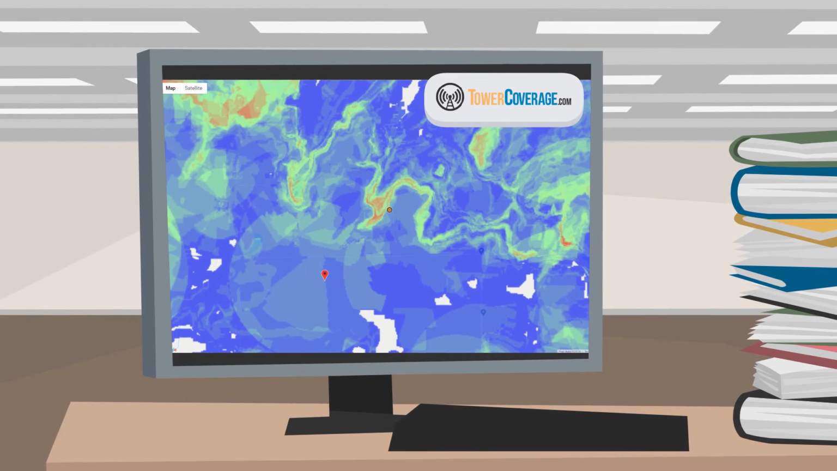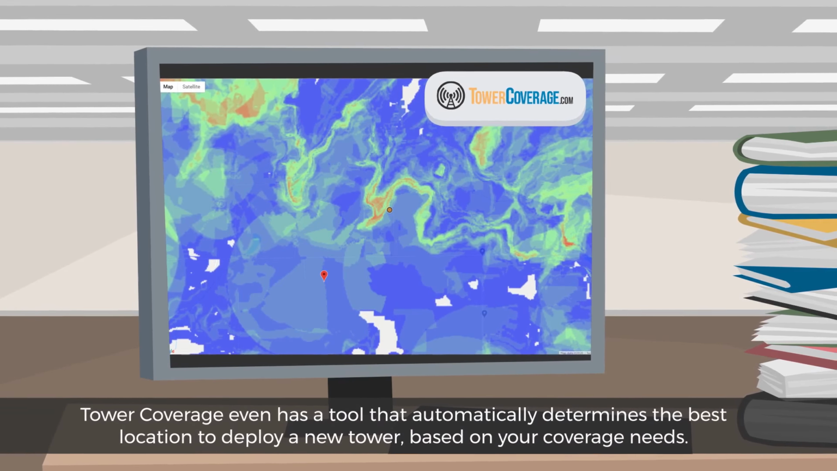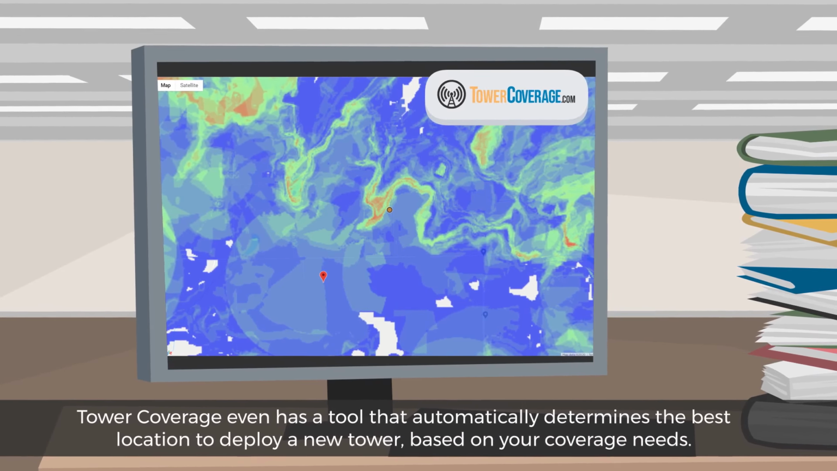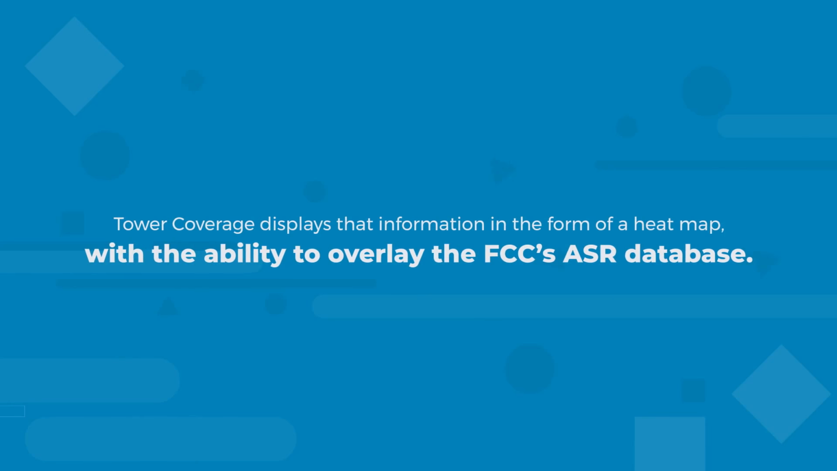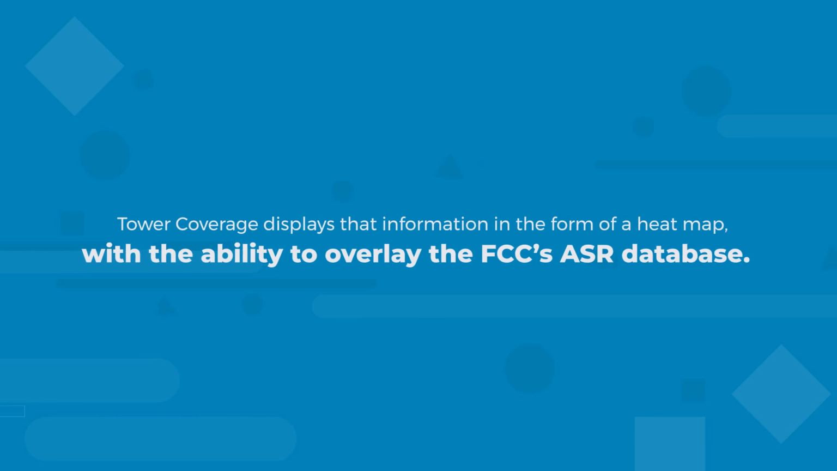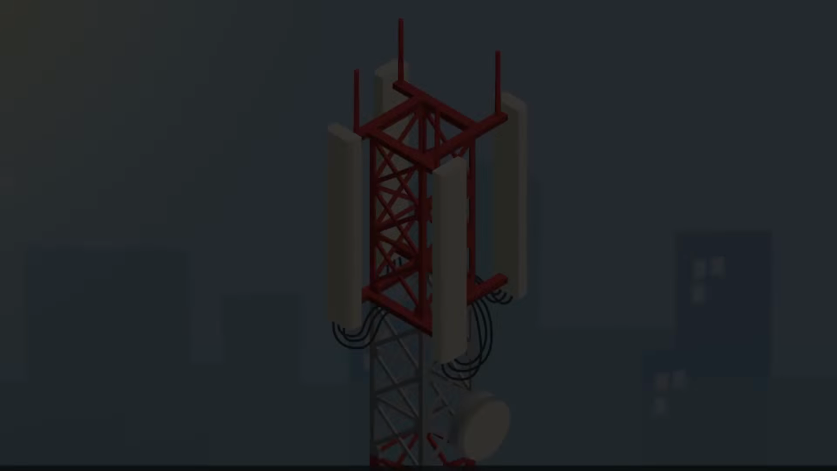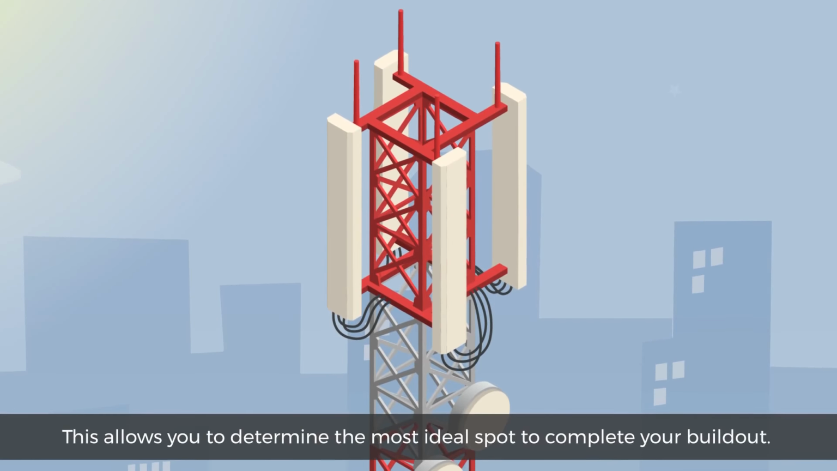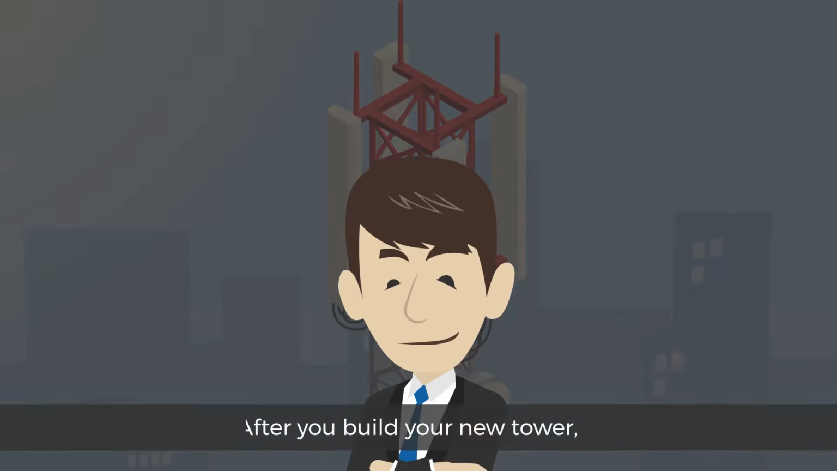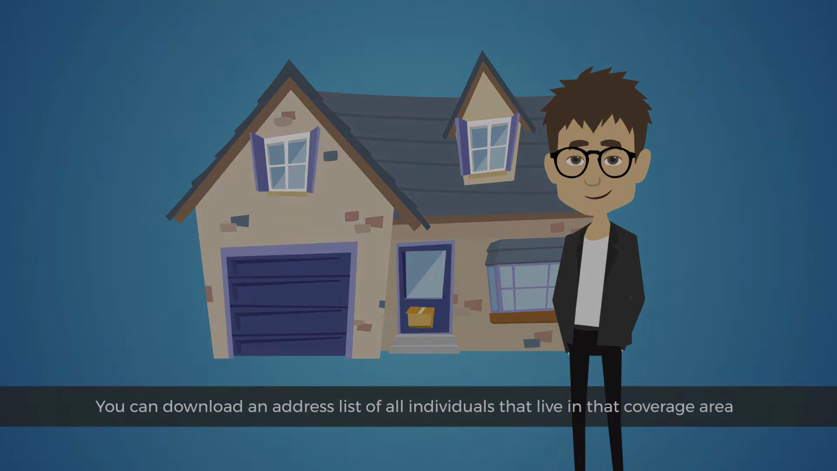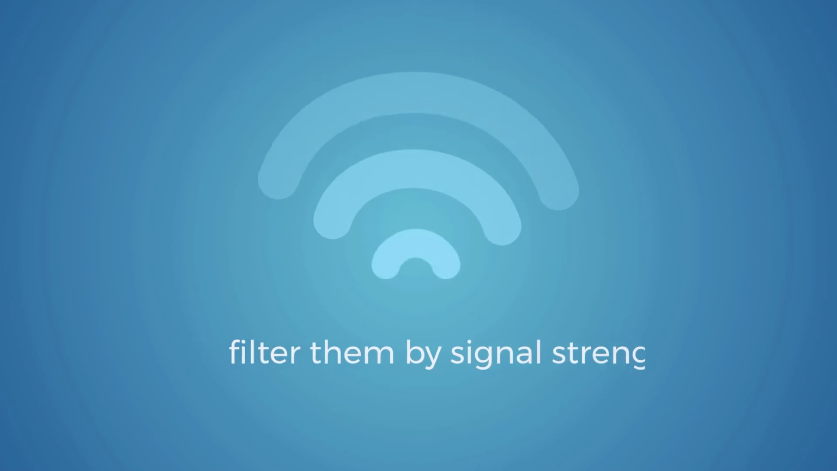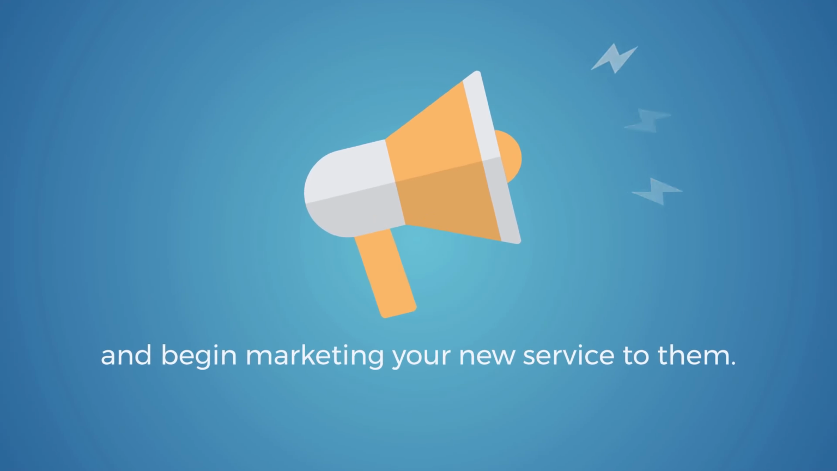Tower Coverage even has a tool that automatically determines the best location to deploy a new tower based on your coverage needs. Tower Coverage displays that information in the form of a heat map with the ability to overlay the FCC's ASR database. This allows you to determine the most ideal spot to complete your build-out. After you build your new tower, you can download an address list of all individuals that live in that coverage area, filter them by signal strength, and begin marketing your new service to them.